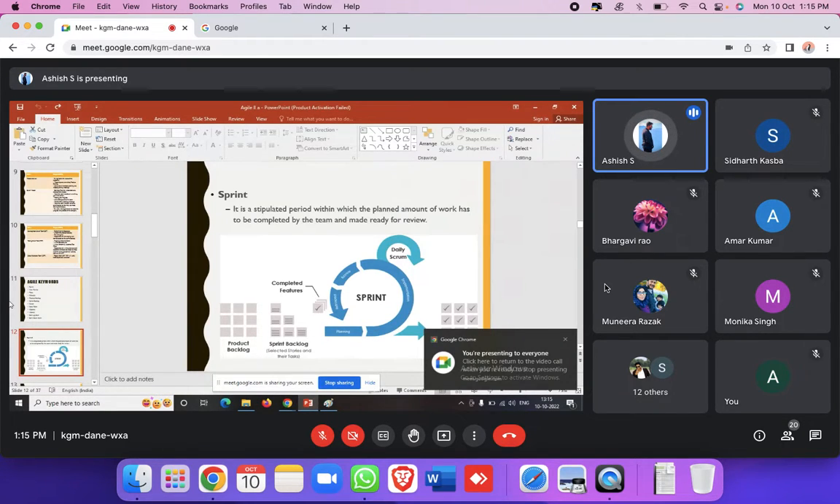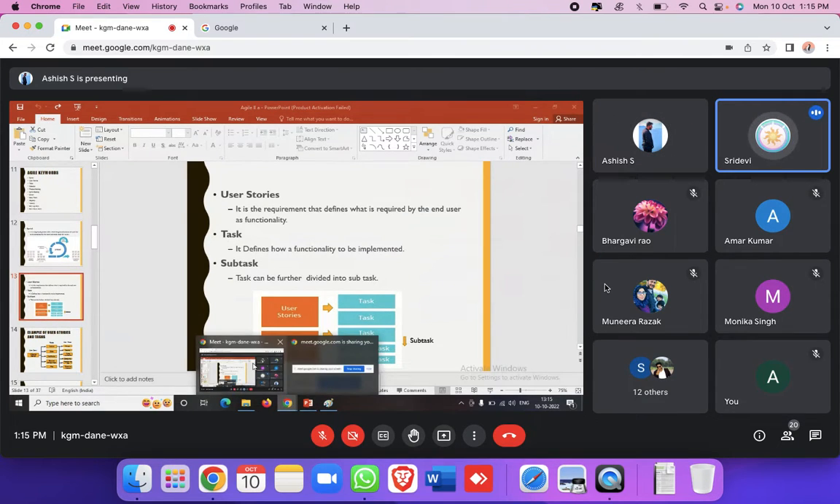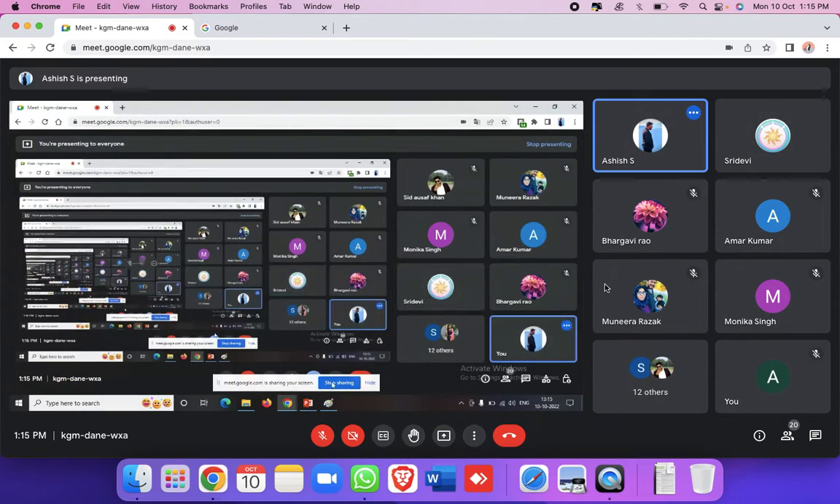We'll go for the next slide. Sir, what is sprint zero? You won't be having sprint zero. All the sprints will start with one. Your digit starts with one, right? There is no such thing as a sprint zero. Okay, sir.